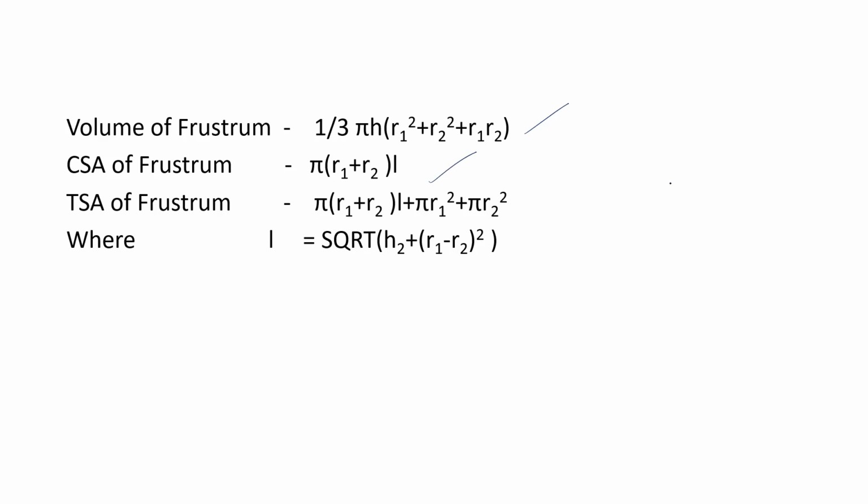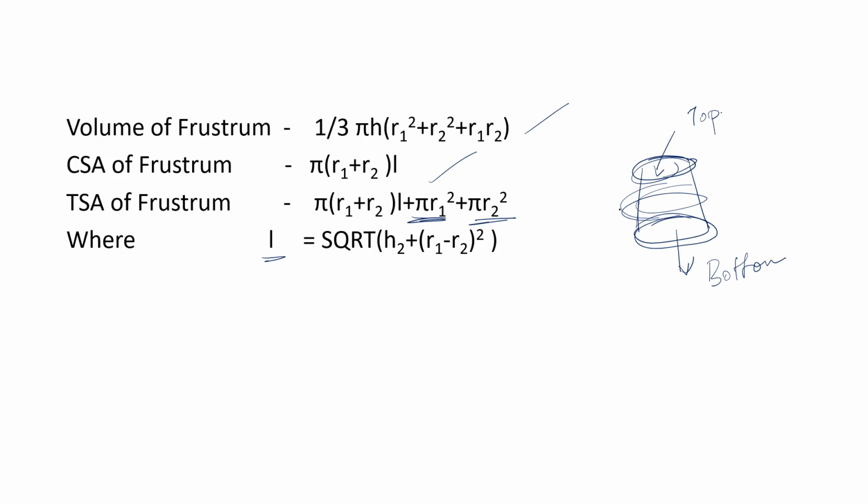This is the curved surface area. Curved surface area means only the surrounding area. Total surface area means including the top area and bottom area also. The top area is a circle and the bottom area is also a circle. If these two are included, then it is the total surface area of the frustum.